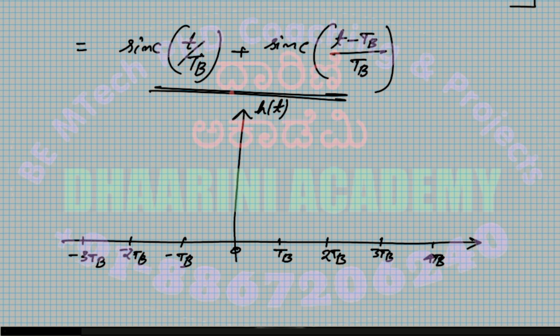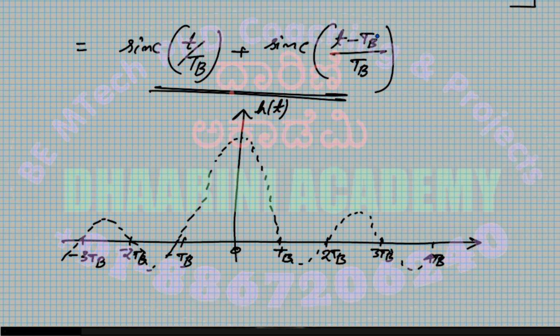Now you see the sinc function actually. If you consider only the sinc of t by tb, that has a maximum value here and reaches 0 here, and so on. Is it okay? This is the waveform for the first one, that is sinc of t by tb. I hope you are okay with that. I just write it in dotted line because this is not the final answer. Now I'll change the color and go for a different one, that is sinc of t minus tb by tb. I'll try to plot this in this way.